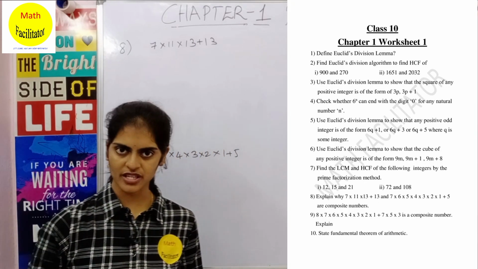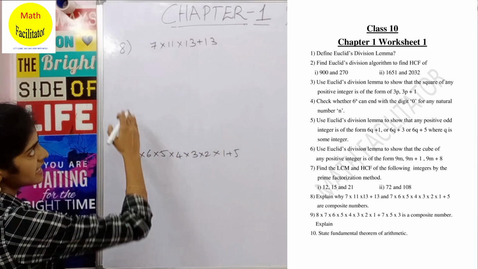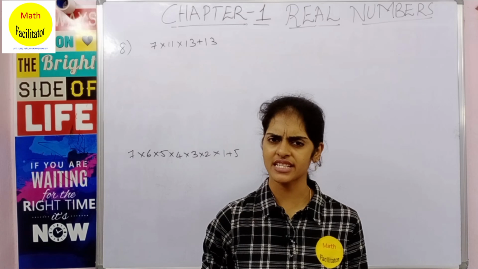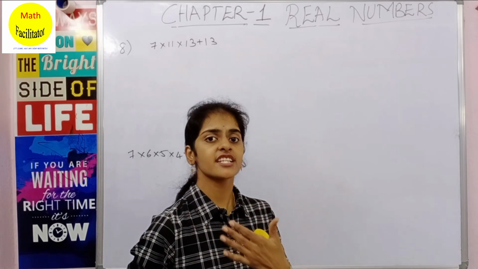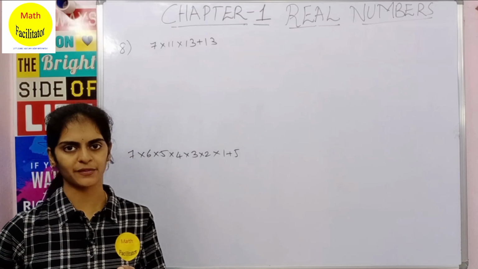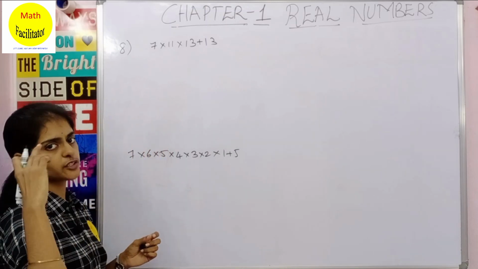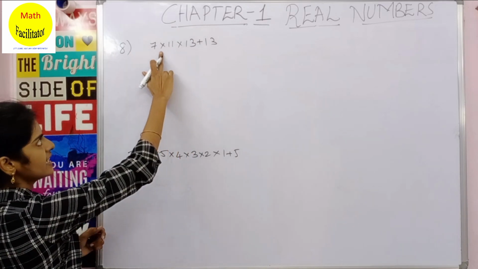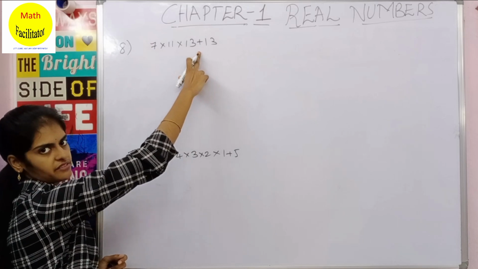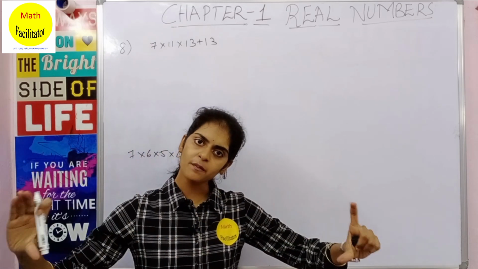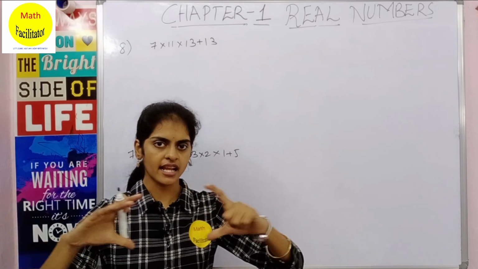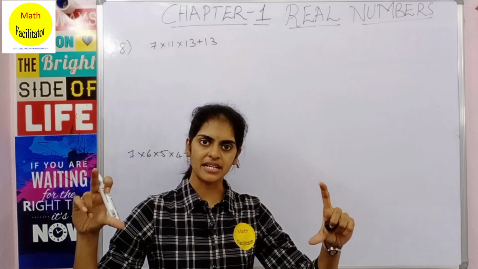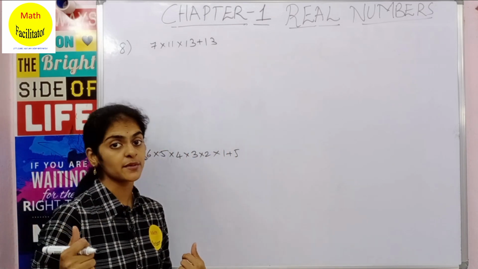Now moving on to the next question, you have to prove that this is a composite number. So from the fundamental theorem of arithmetic, what is a composite number? Any number which can be expressed as a product of prime factors is a composite number. We have to express this as a product. Now you can see these are products and you have a plus sign in between. So our aim should be to have only multiplication in the sum in our answer. Then we can say that since it is a product of prime numbers, this particular number is a composite number using the fundamental theorem of arithmetic.